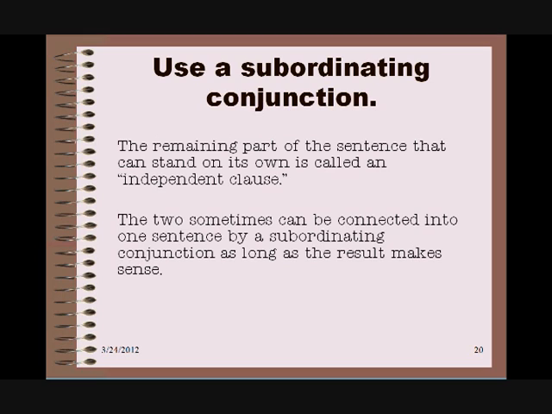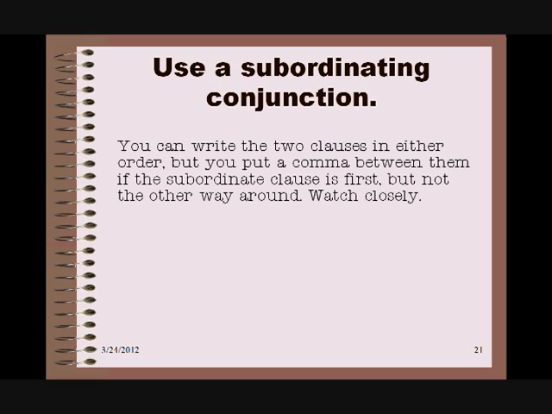So the remaining part of the sentence, the other half, that other piece that can still stand on its own, you need to have at least one of those things be able to stand on its own as a sentence without the other. And so that part of the new sentence is called an independent clause, and it means it can stand alone as a sentence without anything else. So the two sometimes are connected into one sentence by using a subordinating conjunction as long as the result makes sense. So we'll go ahead and do that with our example run-on.